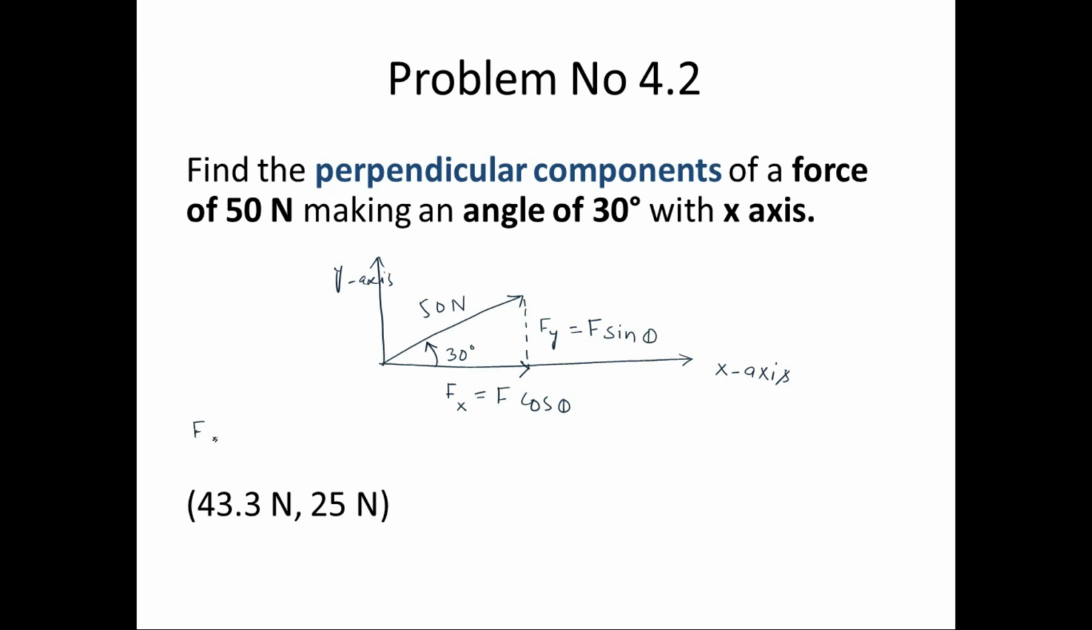So f of x should be equal to 50 Newton into cos 30 degrees, which is 43.3 Newtons. And to calculate f of y, the component of the force in the y-axis direction, it is equal to 50 Newton multiplied by sine of 30, which is equal to 25 Newton.